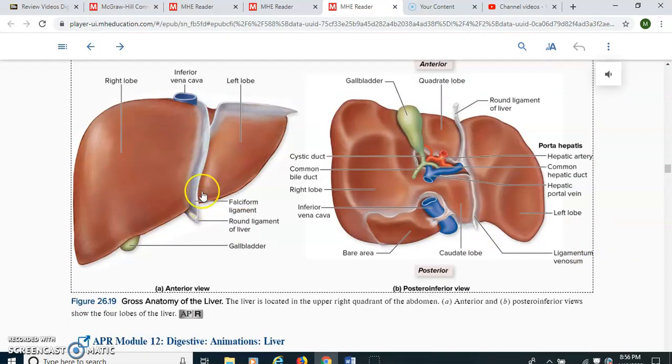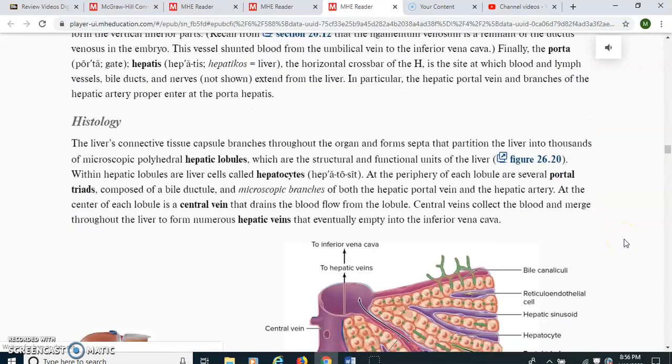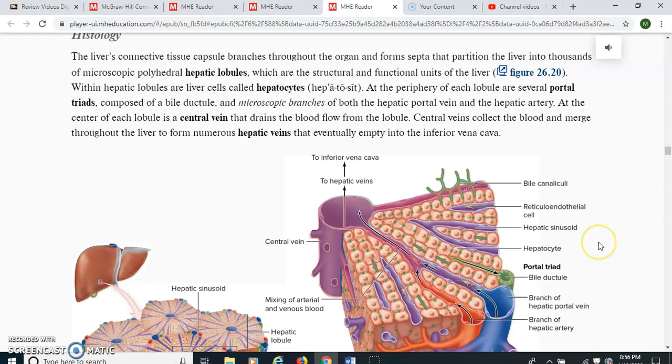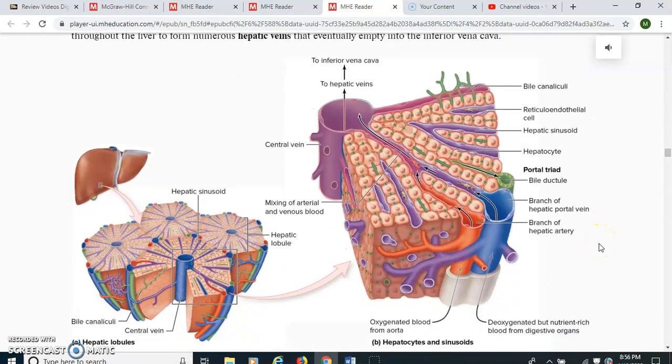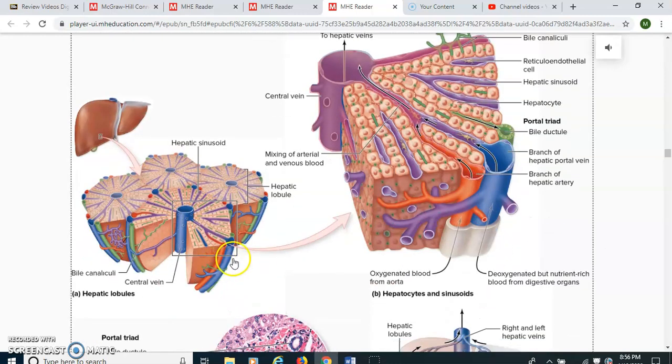So if we were to look microscopically and see what these lobes are made up of, they're made up of a bunch of little lobules. And so if we were to cut the liver open and be able to take a microscope to it, we would see these. Here's one. We would see these little lobules. This is one lobule, and there's another lobule, and there's another lobule. They call them hepatic lobules, since hepatic is the term for liver.